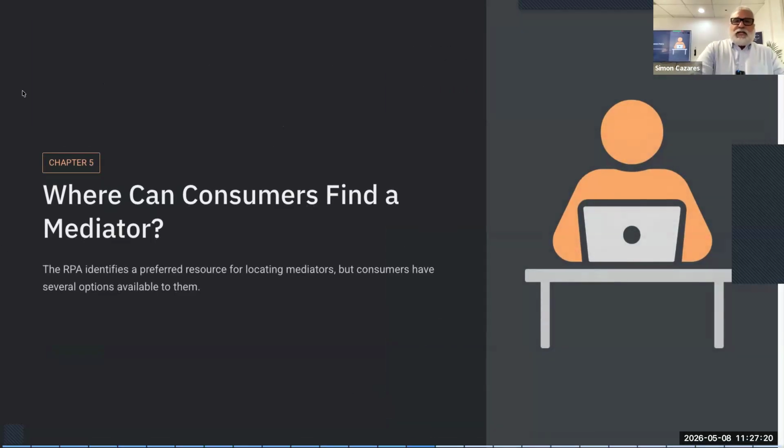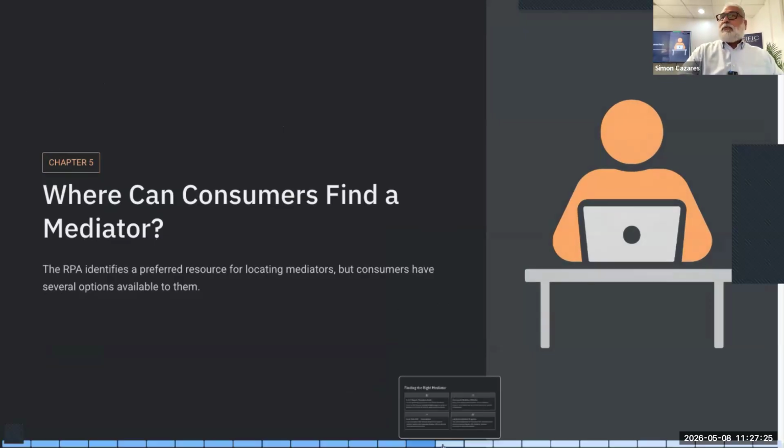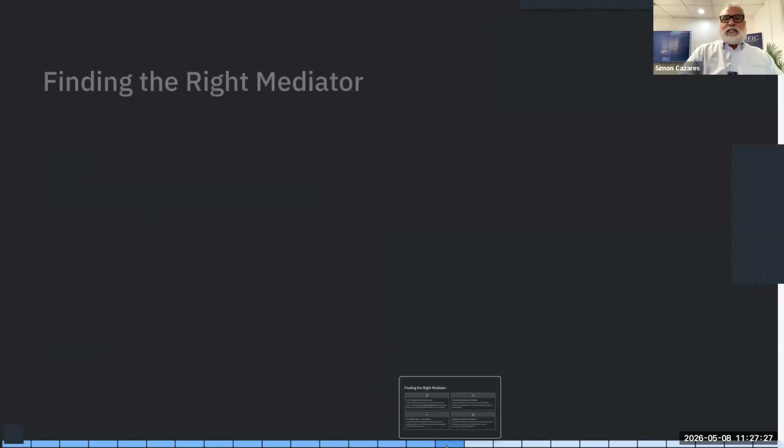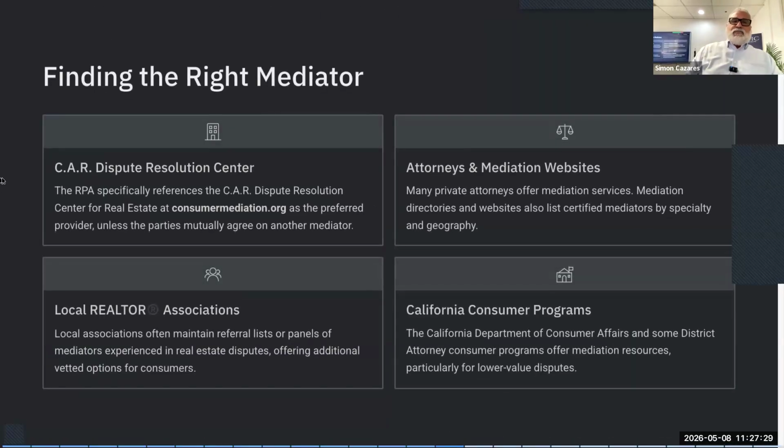Where can consumers find a mediator? Okay, so let's dive into it, and it is in your purchase agreement. There is language that says where you can find it, right? So, finding the right mediator: the Consumer Mediation Center. The RPA specifically references dispute resolution for real estate, and here's the website, consumermediation.org, as the preferred provider unless parties mutually agree on another mediator.